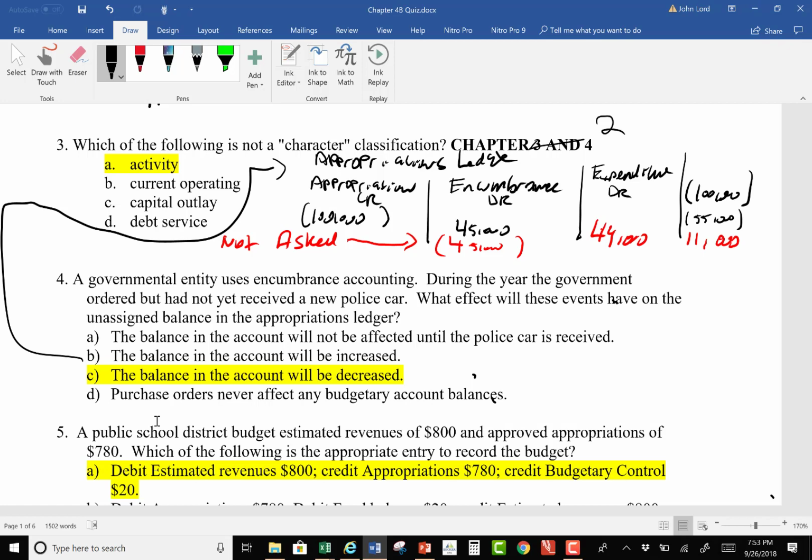So if I order goods like these, police cars, okay? If I order these goods, what journal entry am I supposed to make? And let's just go ahead and use some numbers for this. What journal entry do I make if I order a police car? I debit encumbrance for 55,000. I credit what? Good. I credit budgetary control for 55,000. With me so far?